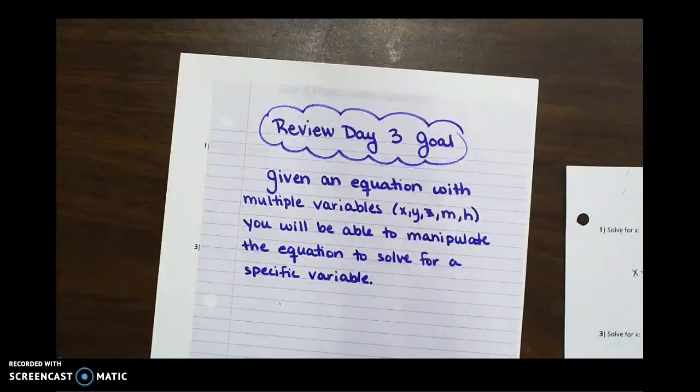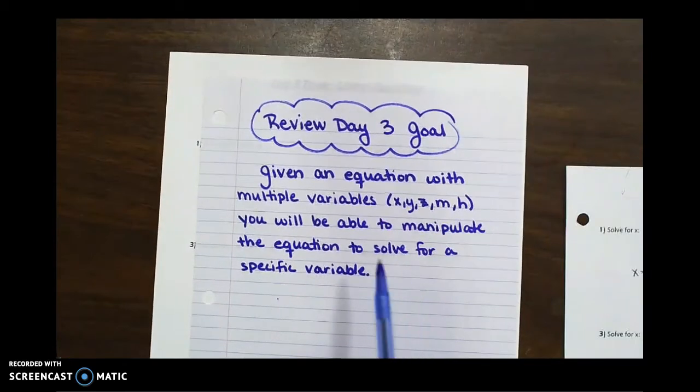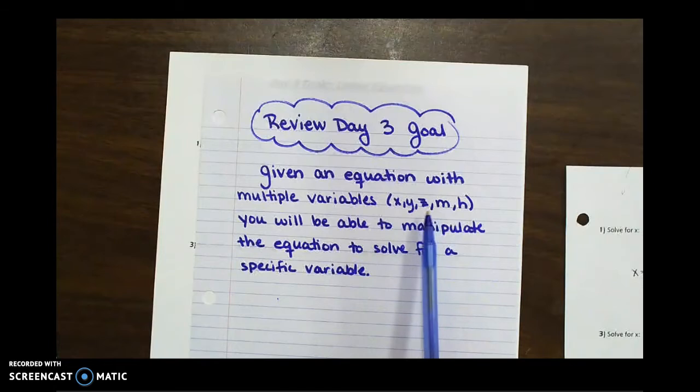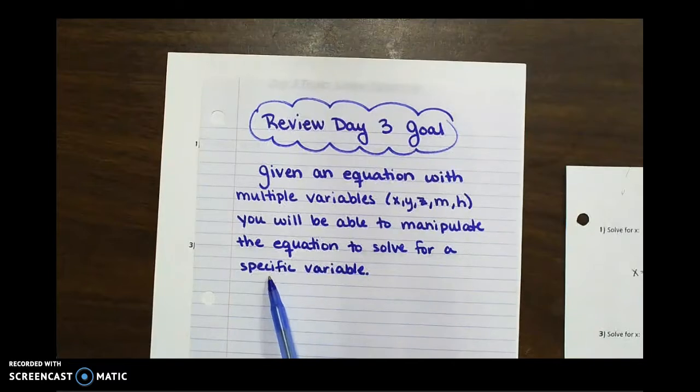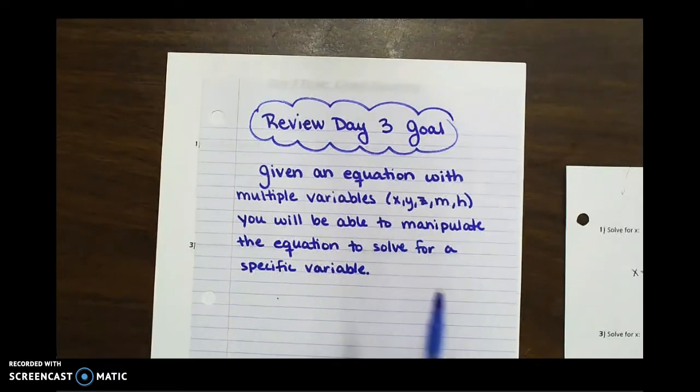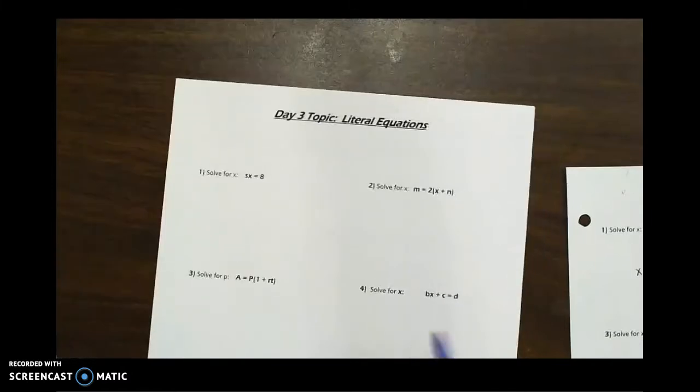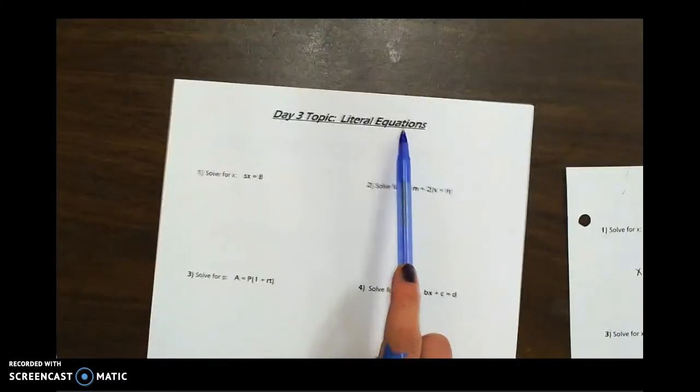Our goal for today: given an equation with multiple variables, x, y, z, m, h, okay, any letter that is an unknown can be used as a variable, you will be able to manipulate the equation to solve for a specific variable. So today it's all about manipulating our equations. This is also called solving literal equations.